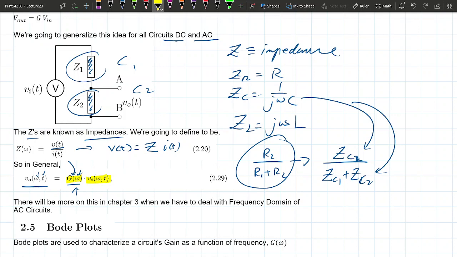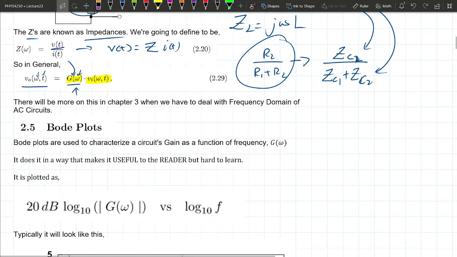This brings up an interesting idea. We're going to study this in quite a lot more detail in chapter 3, when we go into the frequency domain of AC circuits, which is what we're going to talk about next Wednesday. But I'm going to follow the order of the book, even though I think this little section would be better placed in chapter 3, so that when you're reading it, you don't have to flip back and forth or scroll up and down.